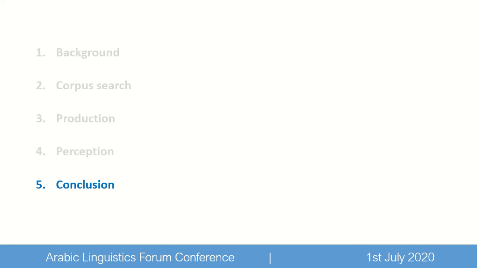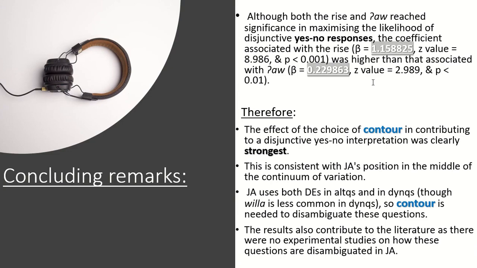Now, the conclusion: although both the rise and أو reached significance in maximizing the likelihood of disjunctive yes/no question responses, the coefficient associated with the rise was higher than that associated with أو. Actually, it is 5 times higher than that of the DE coefficient, as you see here. Therefore, the effect of the choice of contour in contributing to a disjunctive yes/no question interpretation was clearly strongest.